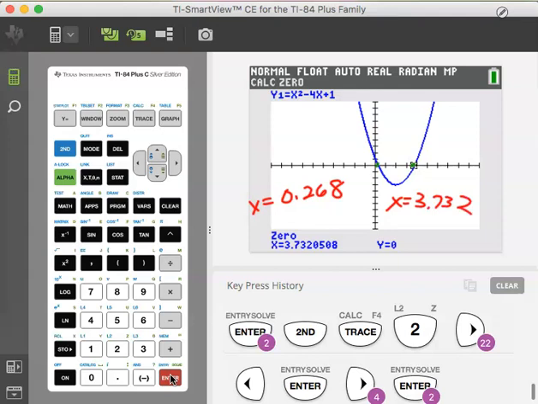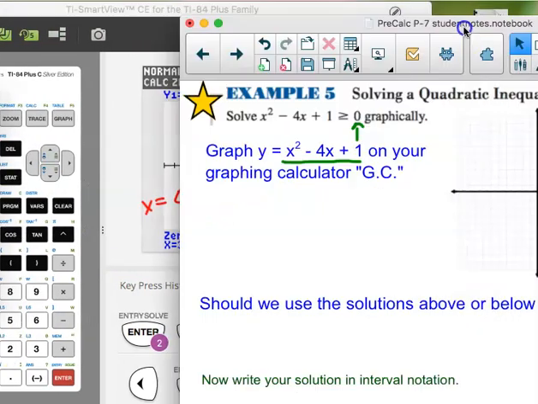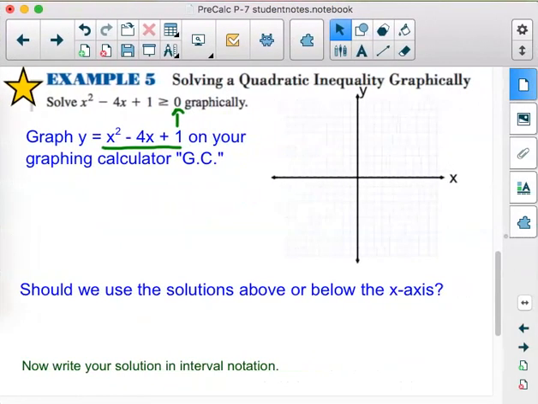So we're able to find those x-intercepts, but we still have to think about, well, did our problem say less than? Did it say greater than? Did it say less than or equal to? Did it say greater than or equal to? And about where all of that will go. And this one said greater than or equal to.